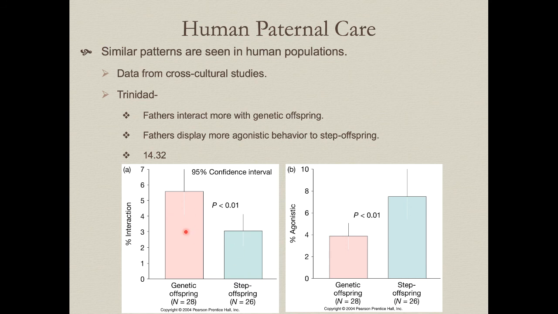Now, that could be an indication of care. The more time you spend with your offspring, the more care that they're receiving. But if you just look at the percentage of agonistic interactions with genetic offspring and step offspring, the genetic offspring don't receive nearly as much agonistic behavior. Agonistic behaviors are aggressive, mean, confrontational behaviors. The step offspring, they don't get much attention, but when they do get attention, it's not good attention.